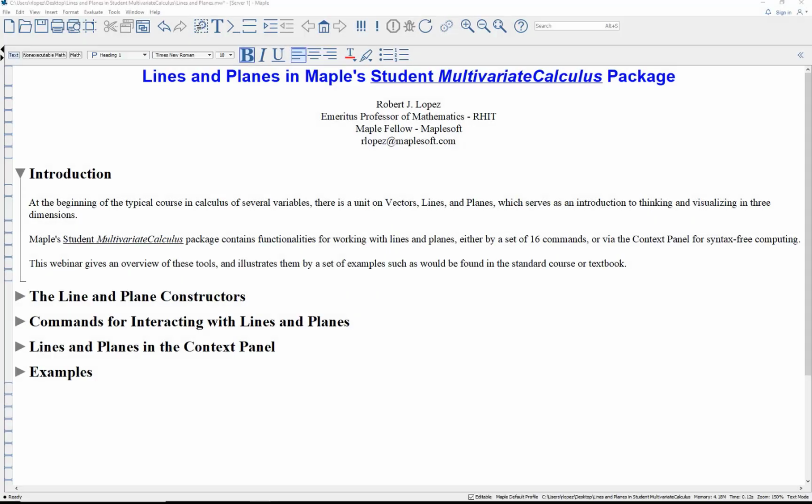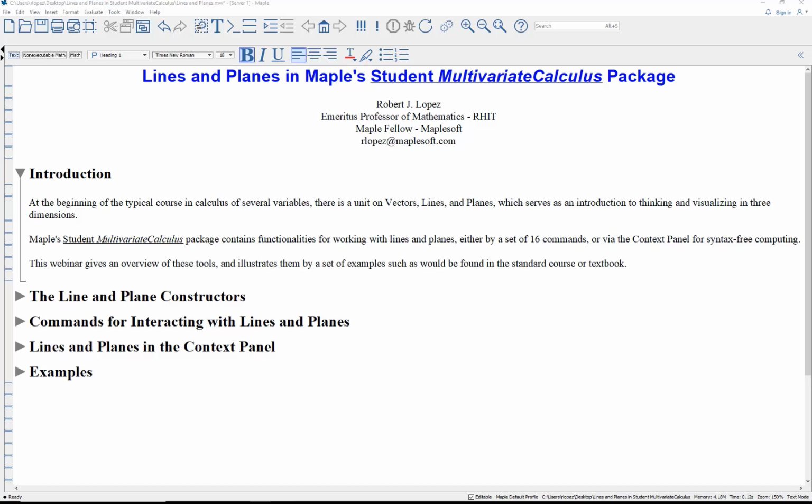The typical course in multivariate calculus generally starts with a unit on vectors, lines, and planes, probably there to serve as an introduction to thinking and visualizing in 3 dimensions. Now, Maple's Student MultivariateCalculus package has some tools for working with lines and planes, and it is accessed either by a set of 16 commands or syntax-free using the context panel.